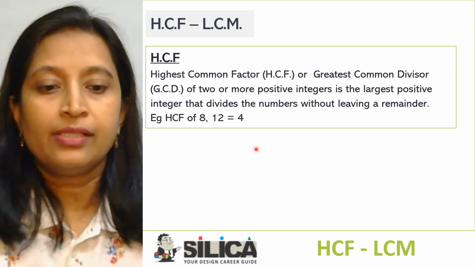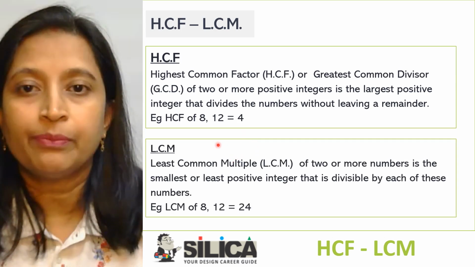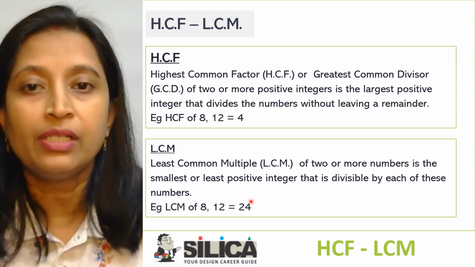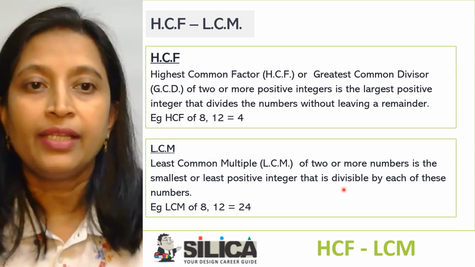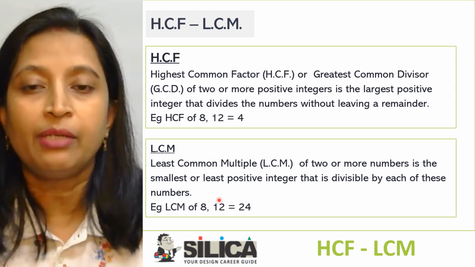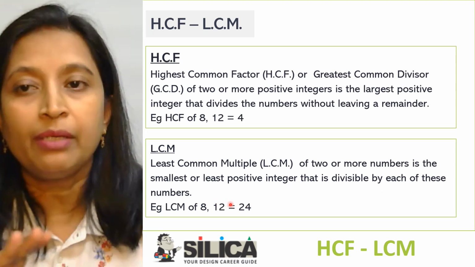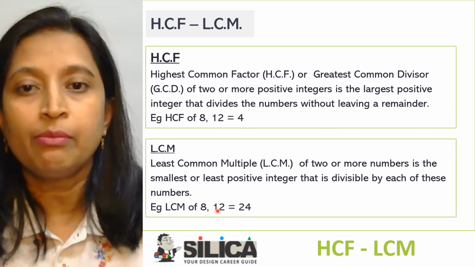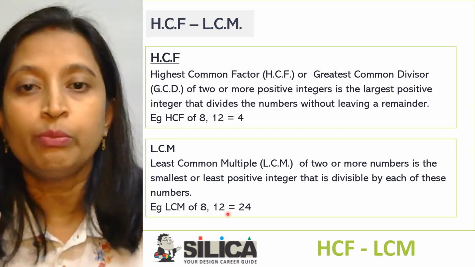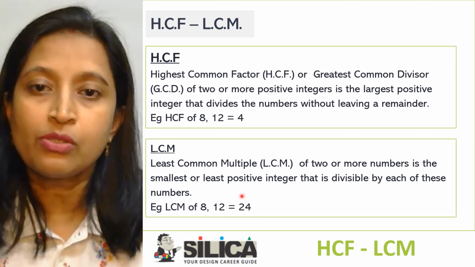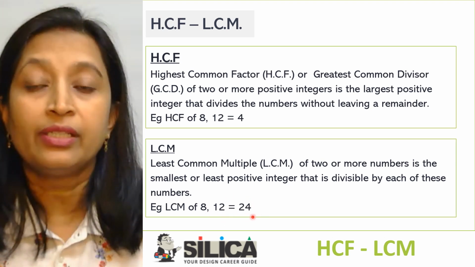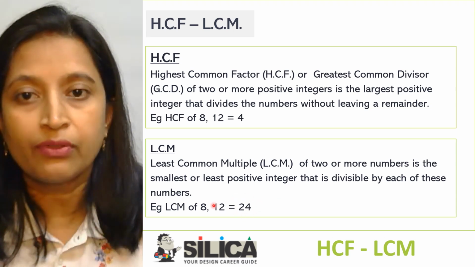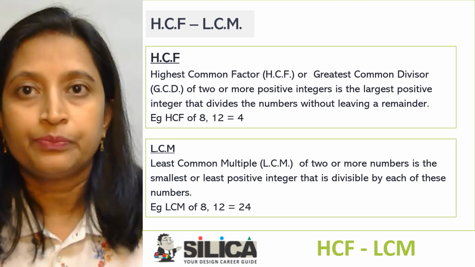Now the second term we have to learn is LCM. The least common multiple of two or more numbers is the smallest positive integer that is divisible by each of these numbers. That means we are looking for multiples of all the numbers, like here 8 and 12. We are looking for a number which is a multiple of 8 and 12 both, and that should be least. 48 is also a multiple of 8 and 12, but that is not the least. 24 is the lesser of them. So here the answer will be 24.